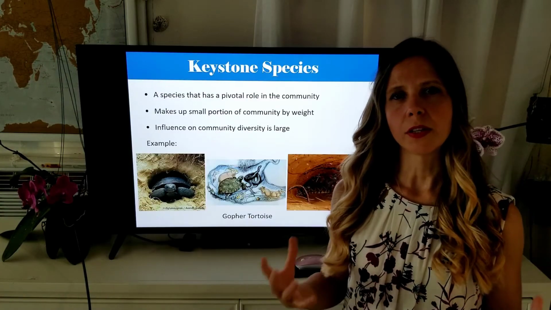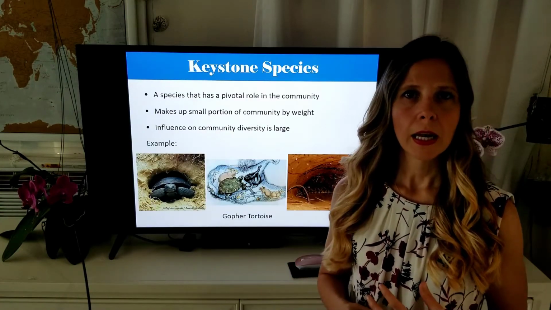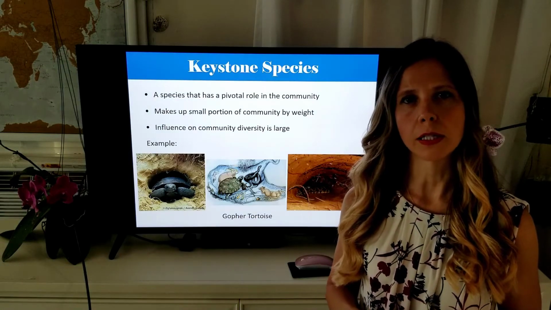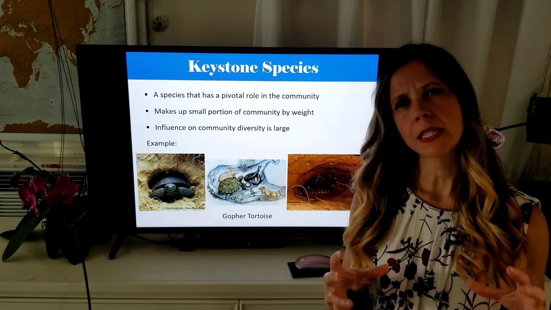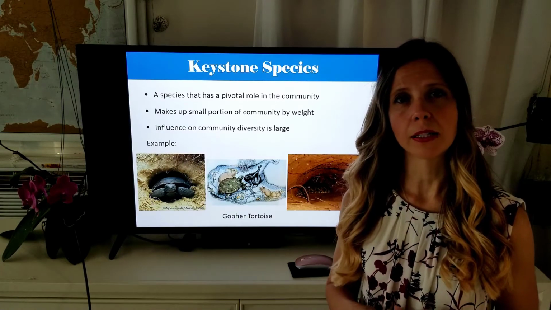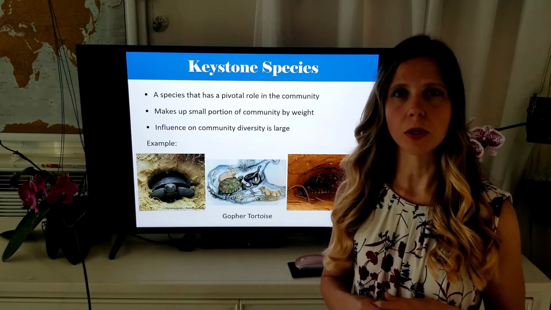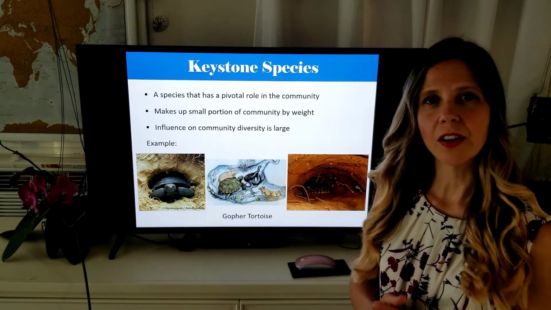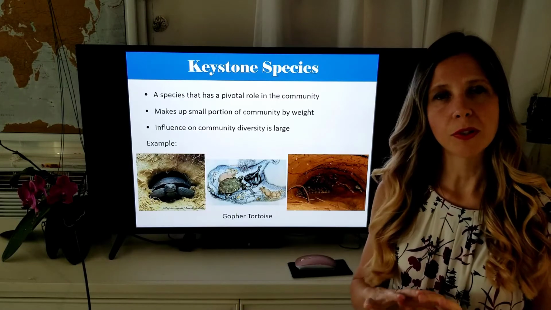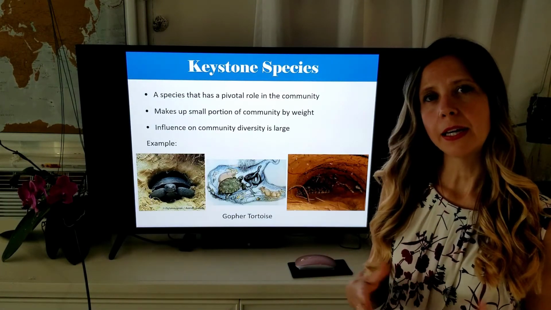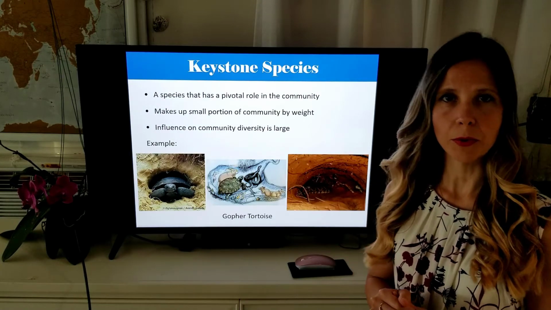Okay, let's talk about the term keystone species. Now, a keystone species is an organism that plays a very vital role in its community. Often it makes up a small mass in the community, but it has a very large impact on the diversity of that community. So the example we have up here is one that we find in Florida, the gopher tortoise. The gopher tortoise builds a large burrow that houses many other species inside, thereby increasing the diversity of their community.